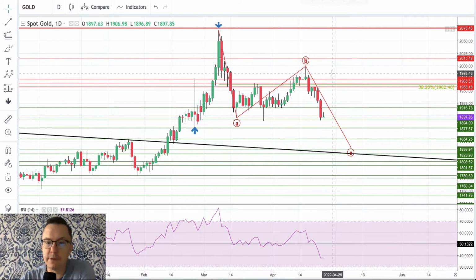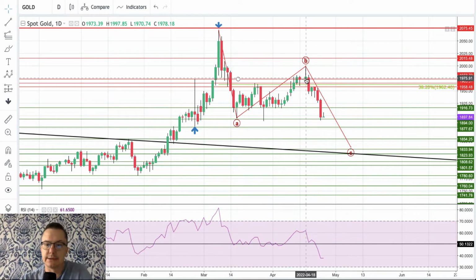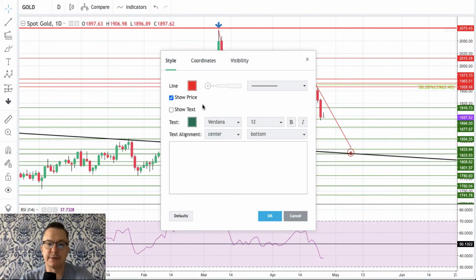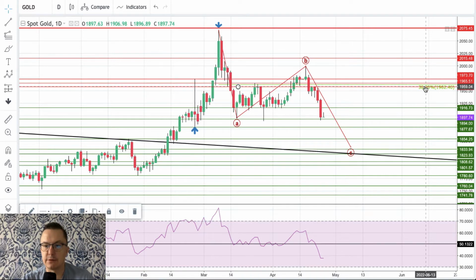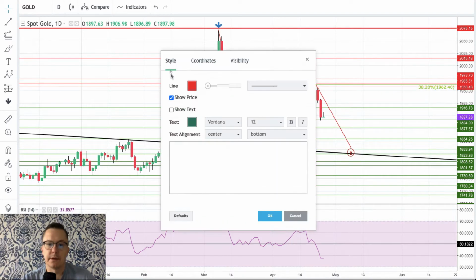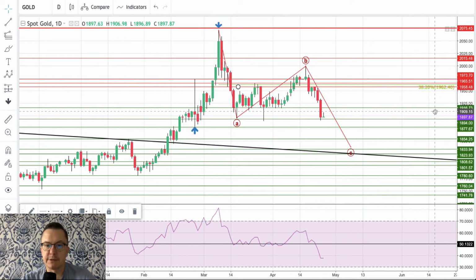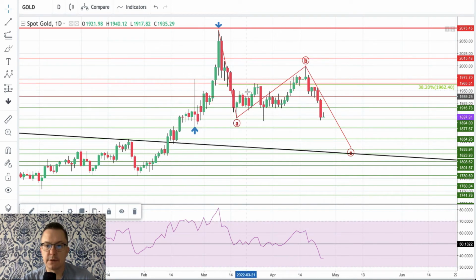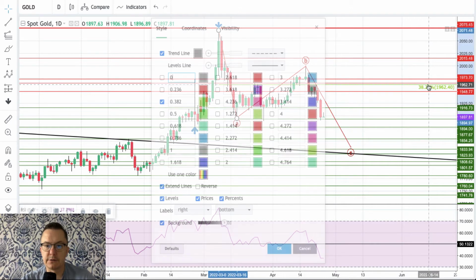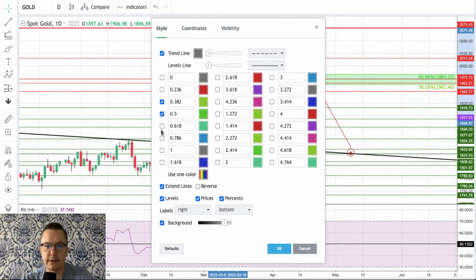The high of the wave B was at the level of 1,997. This is now the typical retracement here. As we can see, coordinates of the retracement. I want the retracement here. Coordinates style. The retracement level. Can I go to the retracement? There you go. 05 and 61.